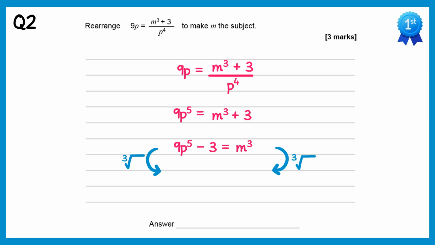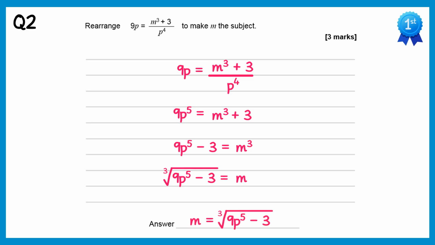Now we cube root both sides. Cube rooting the left is just the cube root of the left, and cube rooting m cubed is just m. We've now made m the subject, so our answer is m equals the cube root of 9p to the 5 take away 3.